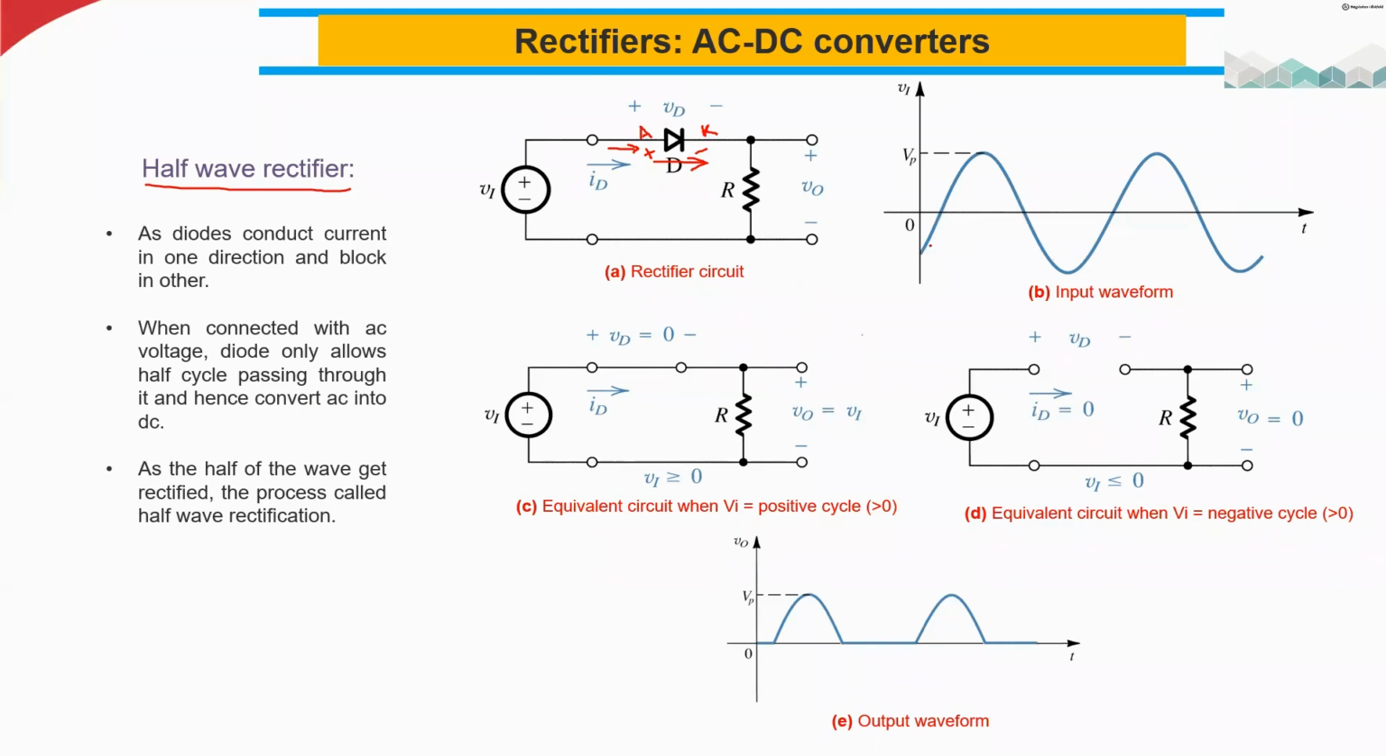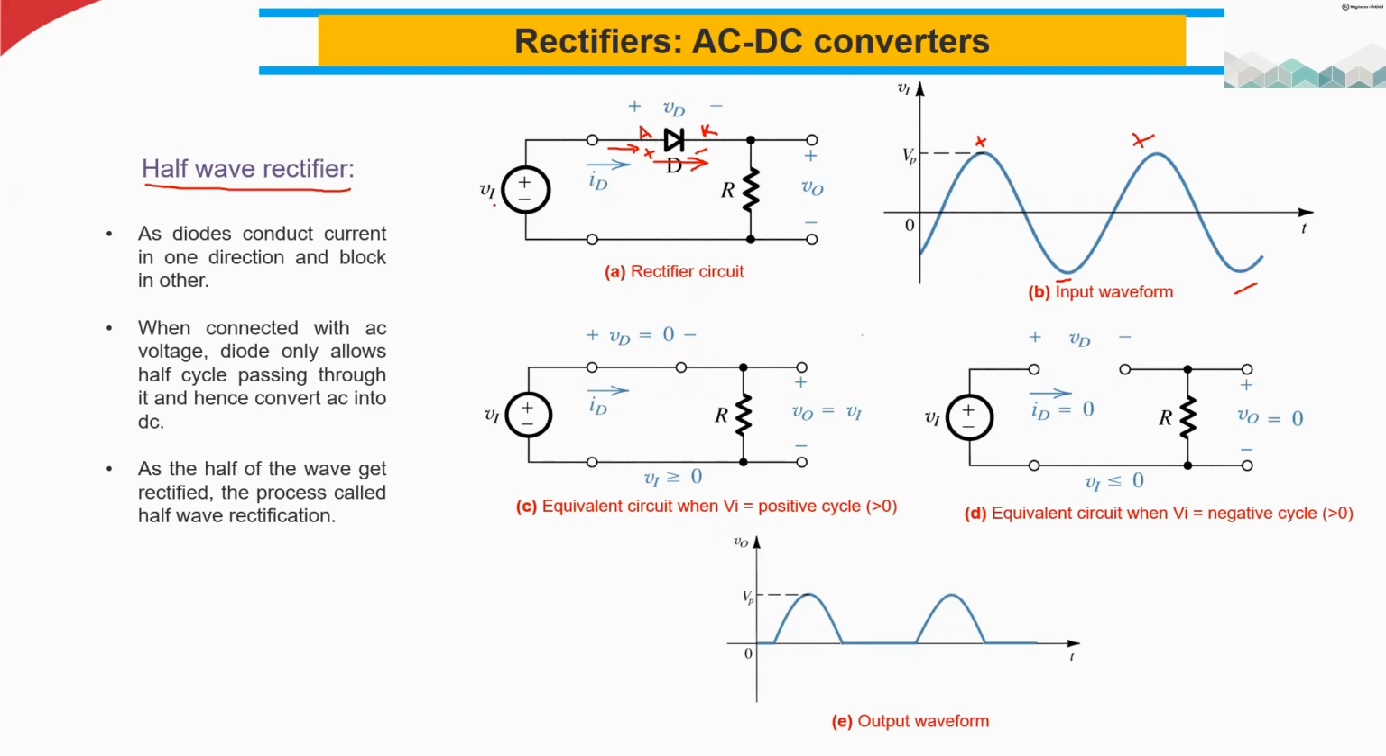So we know AC current will alternately change from positive to negative. Positive to negative. It will just repeat again and again. So here the diode conducts current in one direction and blocks in the other. If you apply plus and minus this way, it will conduct. If you change the polarity, then it will not conduct, it will block. So this is the property of the diode.